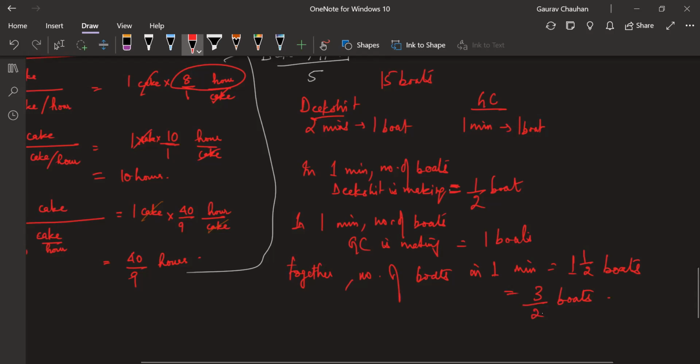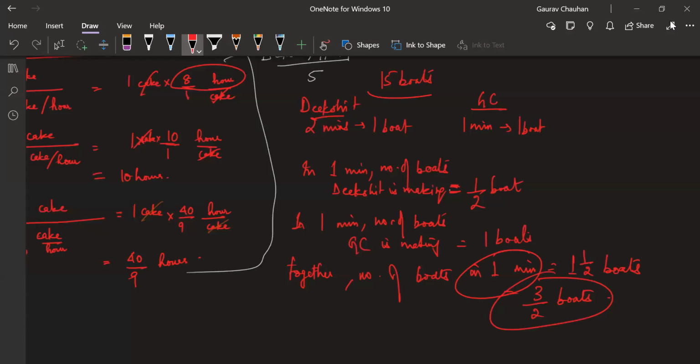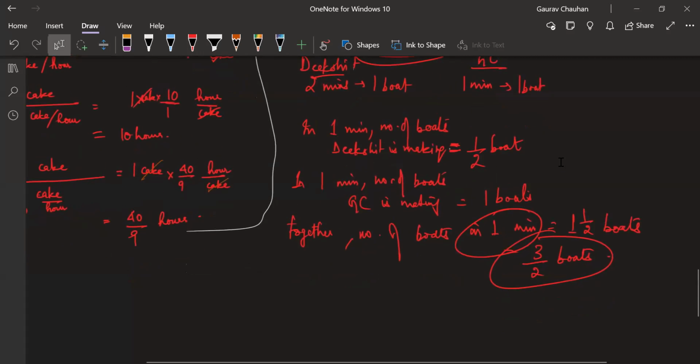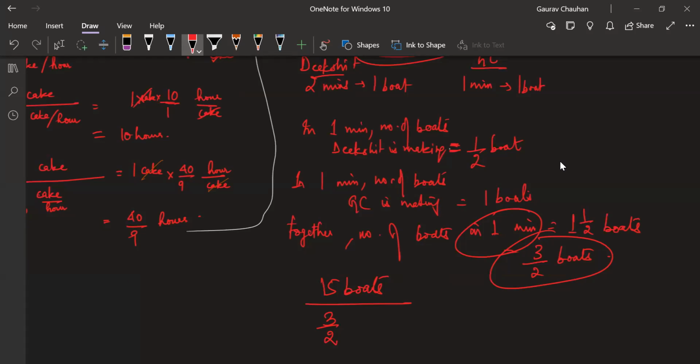Okay. Yes, thank you, Dilruba. Now I have to use this logic. 3/2 boats I am making in 1 minute. In how many minutes will 15 boats be ready? So what logic will I use here? Total work is 15 boats. Remember, total work is 15 boats.